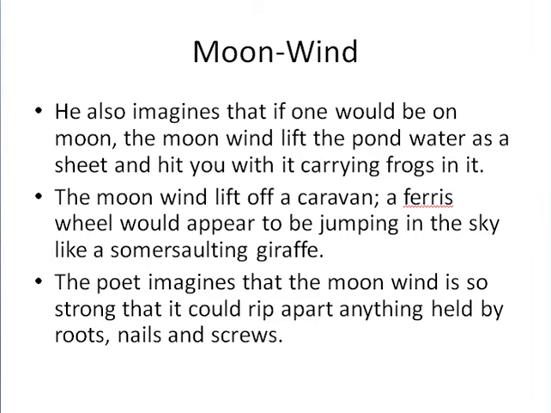So this is total imagery. This is total imaginary. The poet is just creating a picture of it. It is not something real. It is fantasy. The moon wind would lift off a caravan. A Ferris wheel would appear to be jumping in the sky like a somersaulting giraffe.